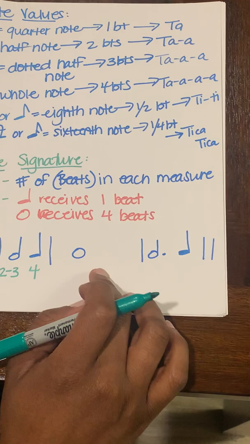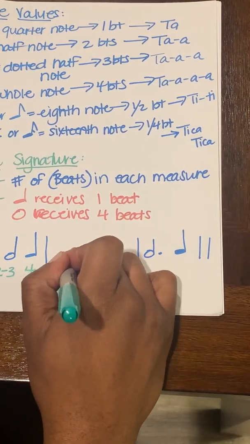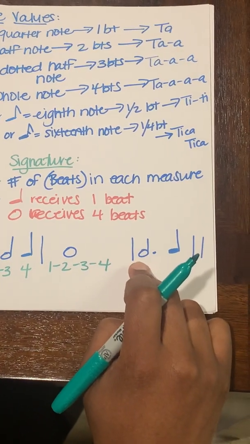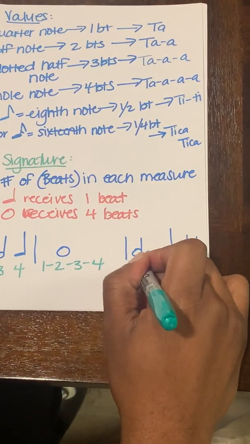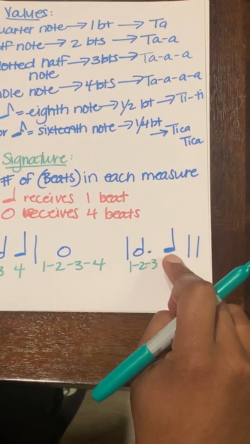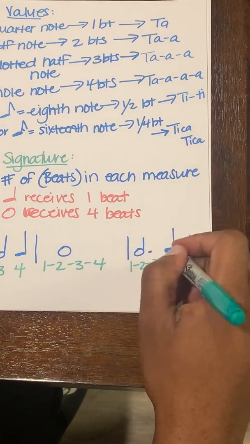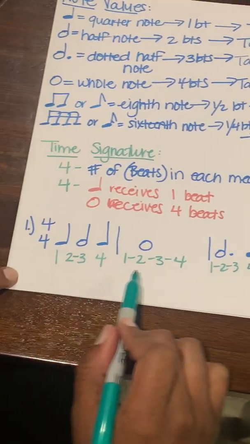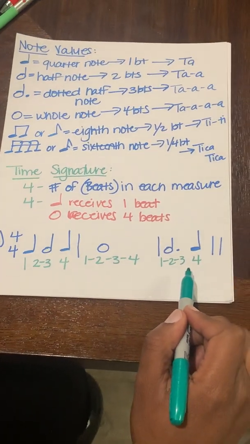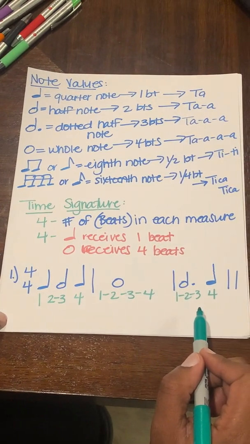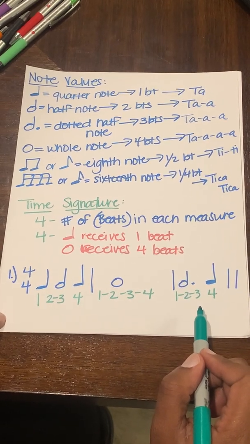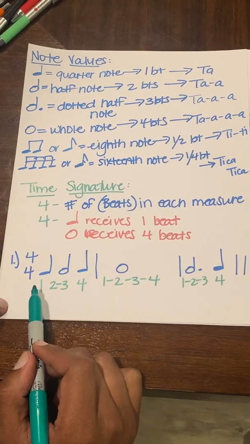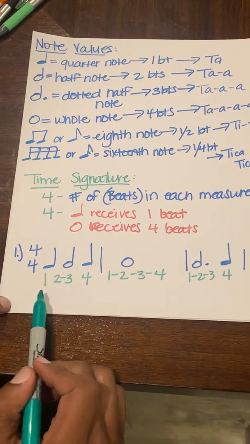The whole note receives 4 beats, so you will write 1-2-3-4. The dotted half note receives 3 beats, so you will write 1-2-3. This quarter note falls on beat 4 in this measure, so you will write 4 there. All right? Now that we've written in our beats, we now know how long we're supposed to hold each note value. Okay? Now, we're going to speak this and count this rhythm aloud. So if we were to count this aloud, it would sound like this.